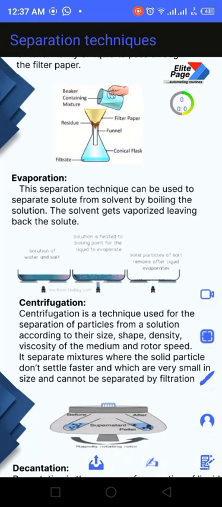So you have a setup here. When you heat it, the solvent gets vaporized, leaving the solute in the mixture.